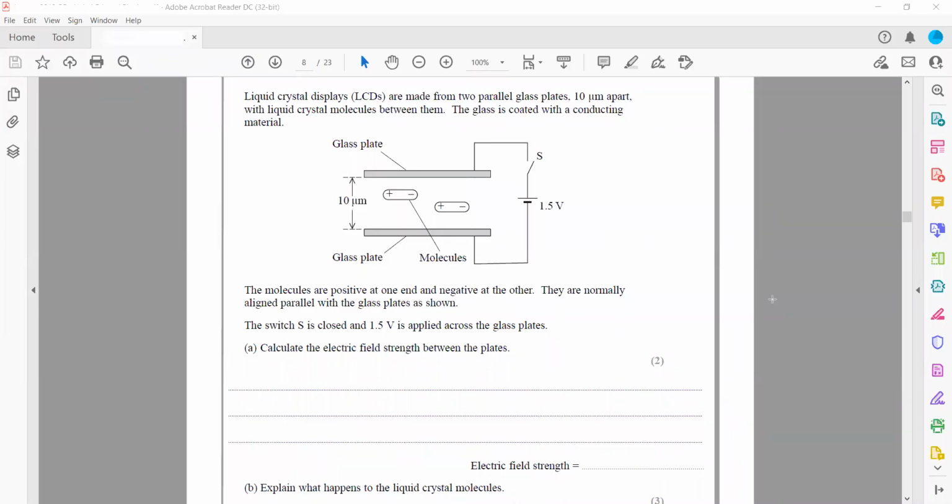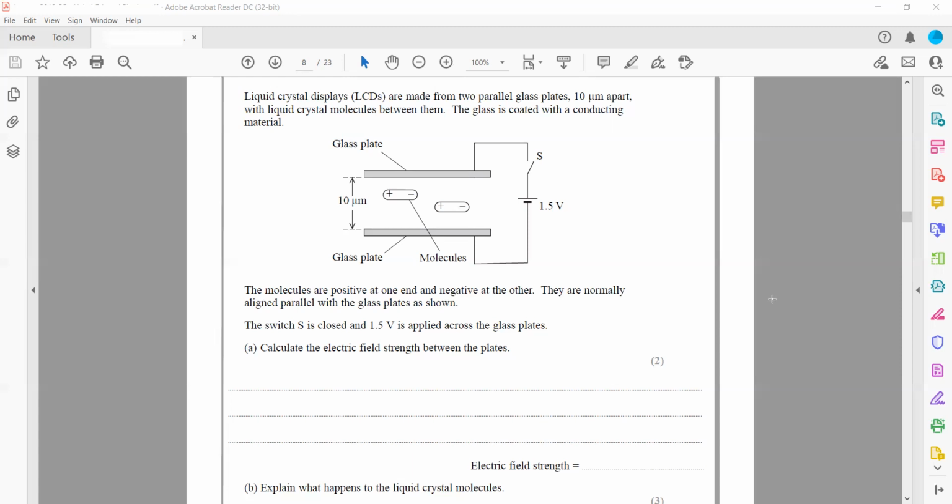So, a question related to the electric field and capacitors: liquid crystal displays, or LCDs, are made from two parallel plates, as you can see, 10 micrometer apart. The two plates are 10 micrometer apart with the liquid crystal molecules shown between them. The glass is coated with a conducting material which can conduct electricity.